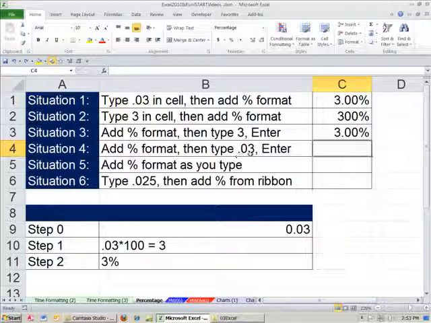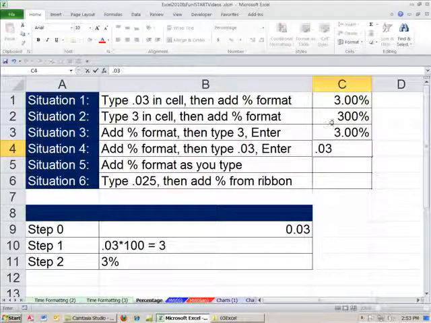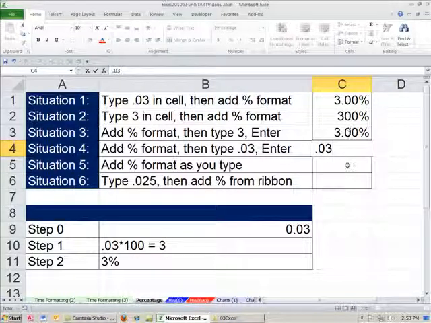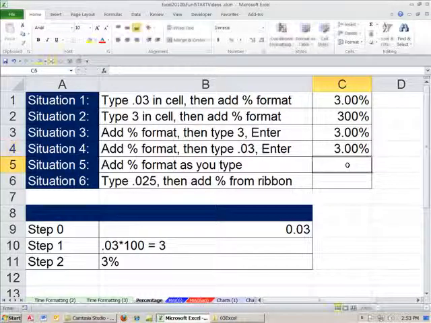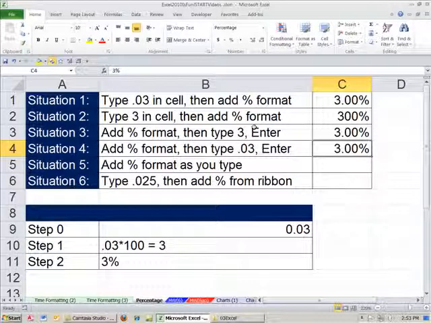But here's the oddity. When you type in 0.03, remember that's pre-formatted, I don't see the symbol pop up like it did when I typed in 3, but watch what happens when I hit Enter. So that's kind of an anomaly to look out for. If it's pre-formatted, it doesn't matter whether you type 3 or 0.03.